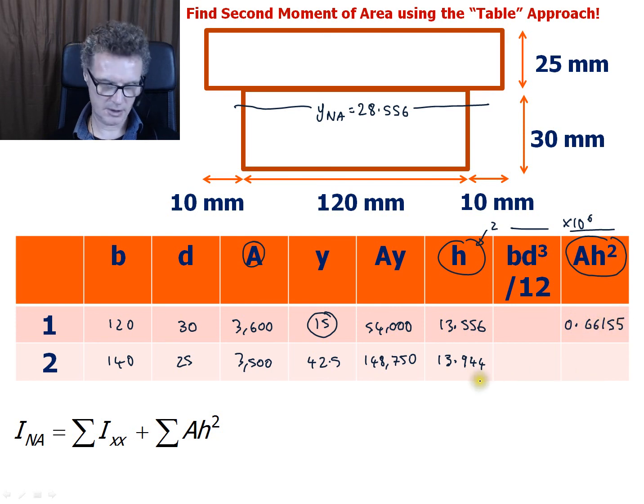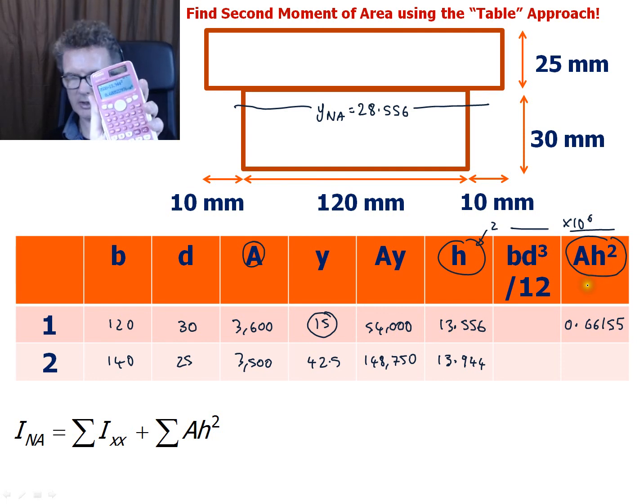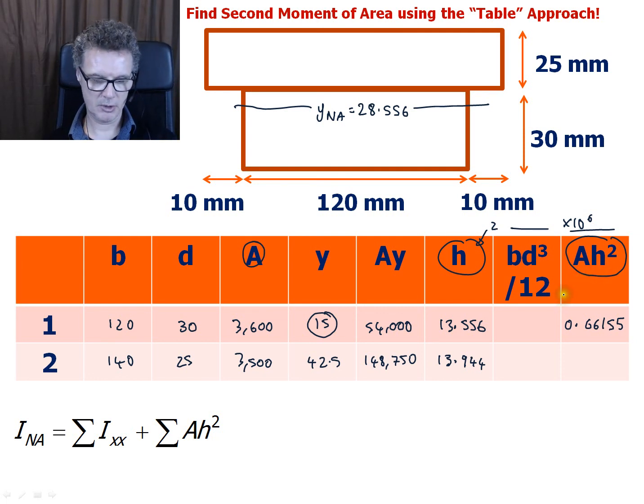Let's do this one here. So we've got 3,500 times 13.944, square it, and let's make it into times 10 to the 6. Use your eng button, and you're going to get a similar number, 0.68052.